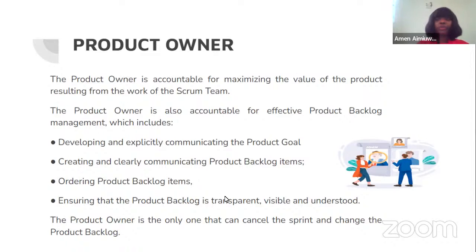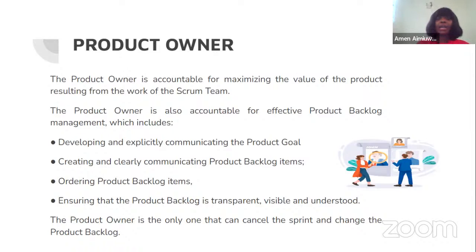Then also the product owner is the only one who has the ability to cancel a sprint. A sprint can be cancelled only if the sprint goal is obsolete. That means maybe the sprint goal is not relevant anymore or is outdated. That is the only reason why a sprint can be cancelled. And also the product owner is the only one who is expected to change anything on the product backlog, and the only one to manage the product backlog.